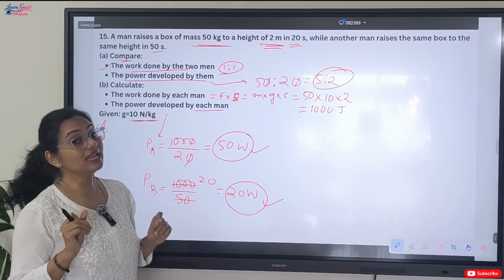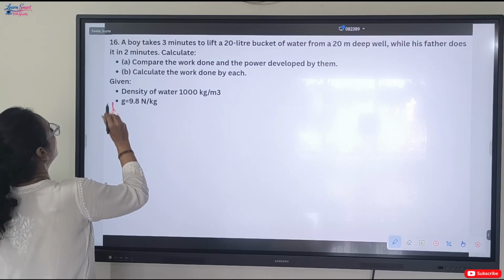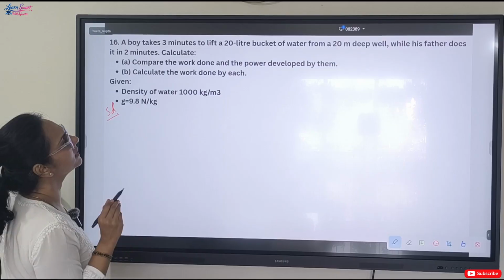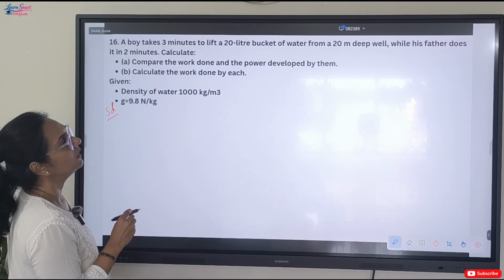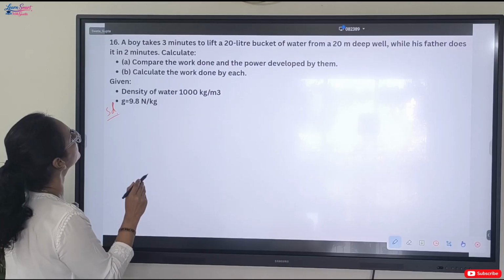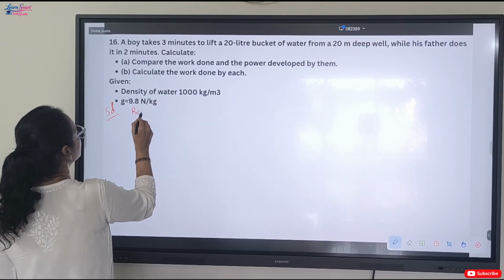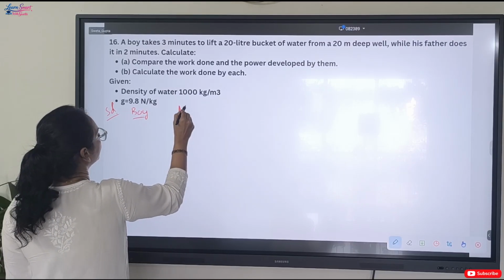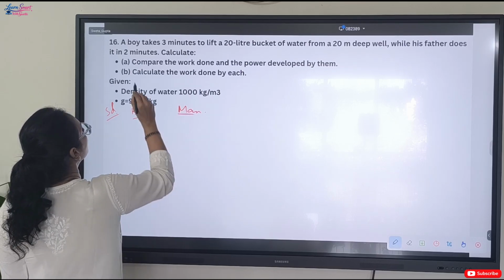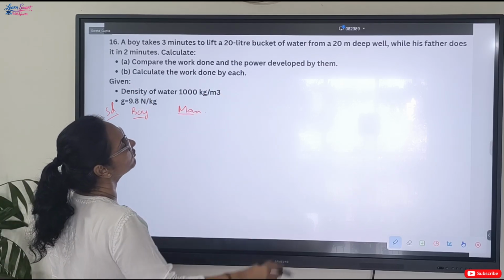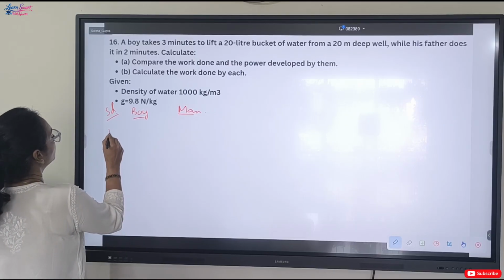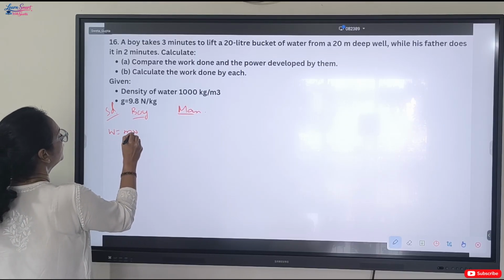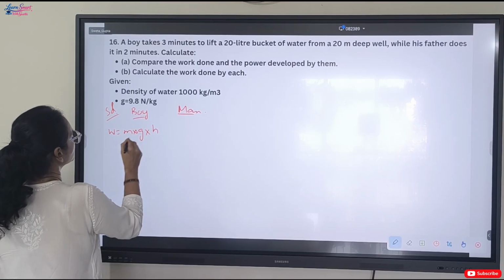Let's see the last question. A boy takes 3 minutes to lift a 20-liter bucket of water from a 20-meter deep well, while his father does it in 2 minutes. So boy and man, right? Now 20-liter bucket of water from a 20-meter deep well. So work done will be what? M into G into H.